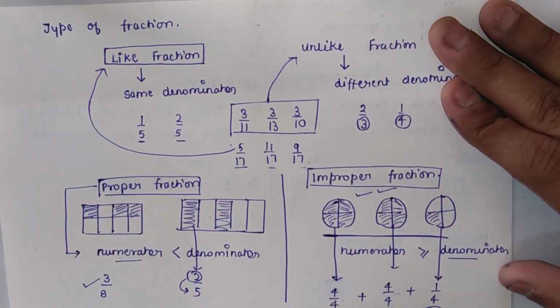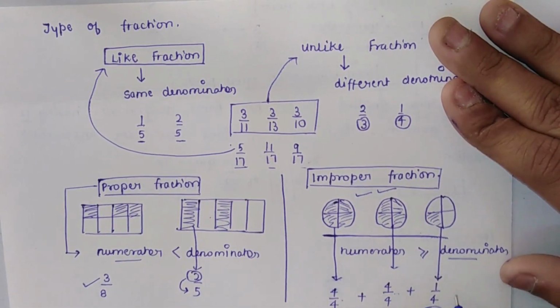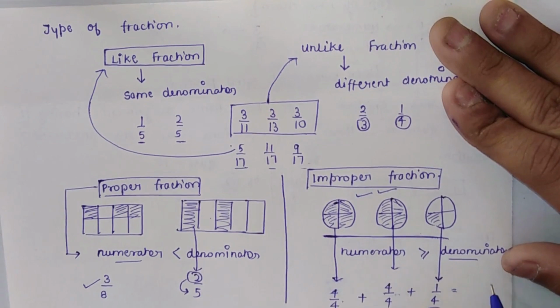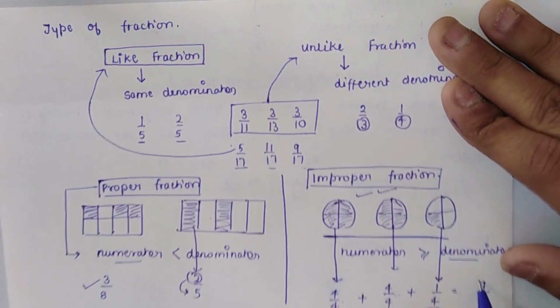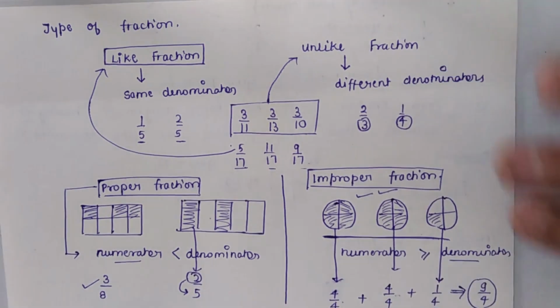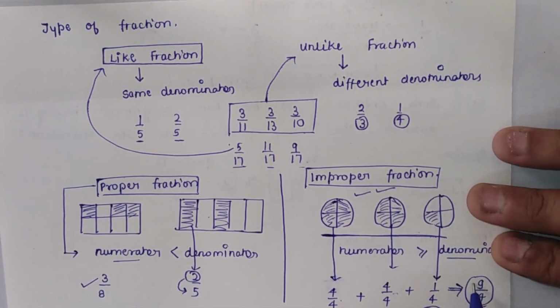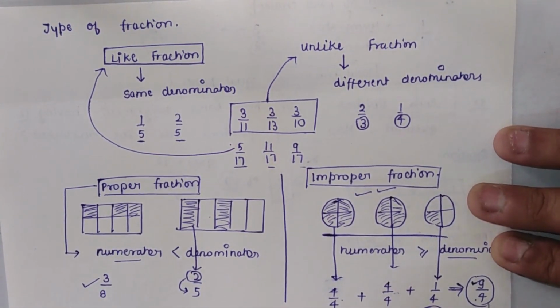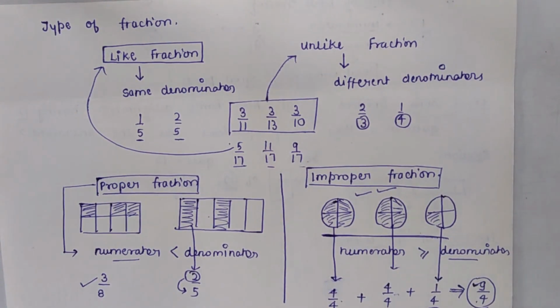This is a mixed fraction, and if I convert it further, 4 times 2 is 8, plus 1 is 9, so we get 9 by 4. In this case, the numerator is greater than the denominator, so this is an example of an improper fraction. The numerator will be greater than the denominator.